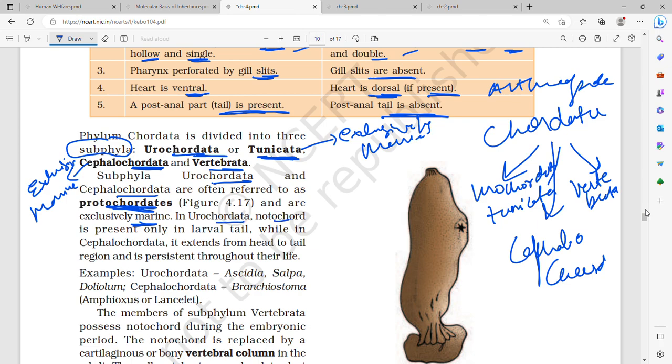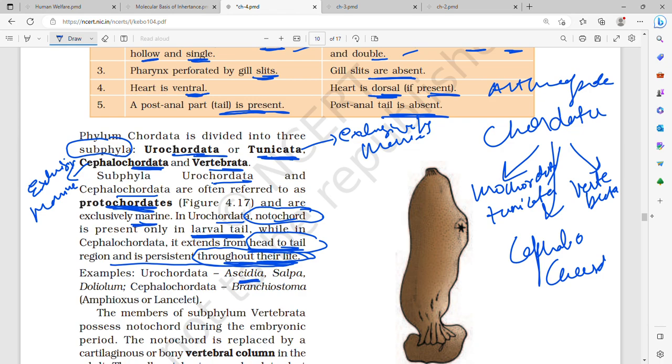In Urochordata, the notochord is present only in the larval tail, while in Cephalochordata it extends from head to tail and is present throughout their life. So in Urochordata or Tunicata, the notochord is only present in the larval stage, and that too only in the tail, whereas in Cephalochordata the notochord is present from the head till the tail region, throughout the life of the cephalochordates.